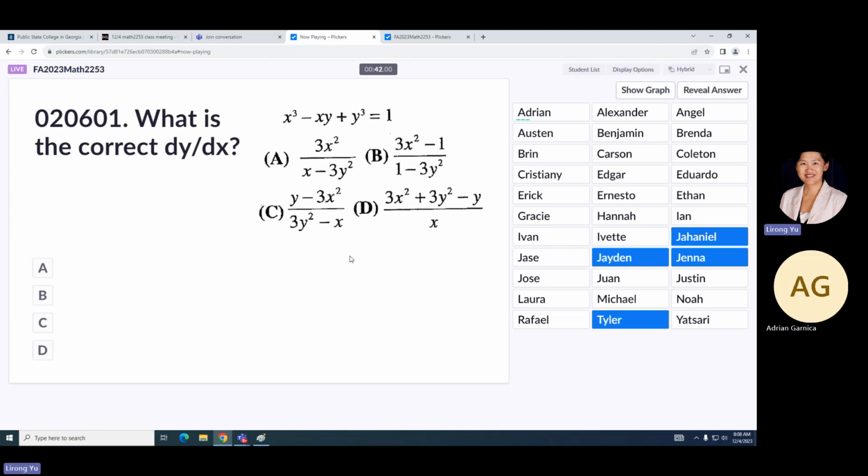So for this question, being able to find the correct derivative from the left and from the right is very important. It's the main procedure.